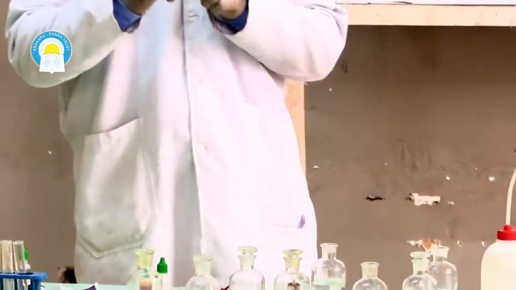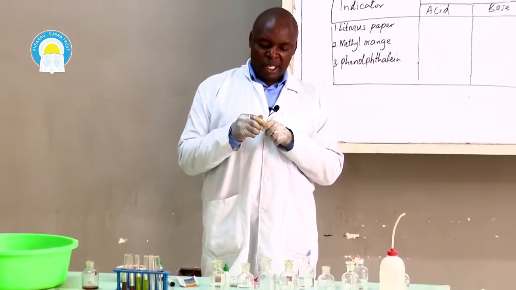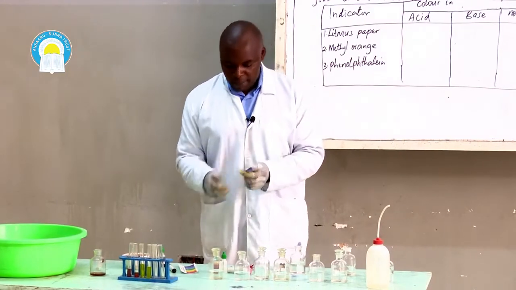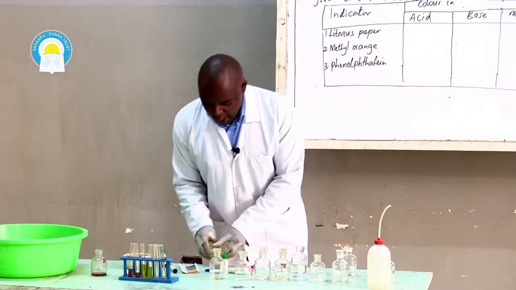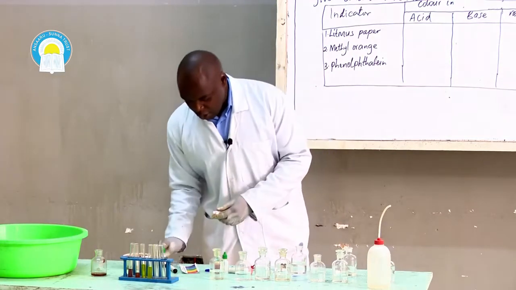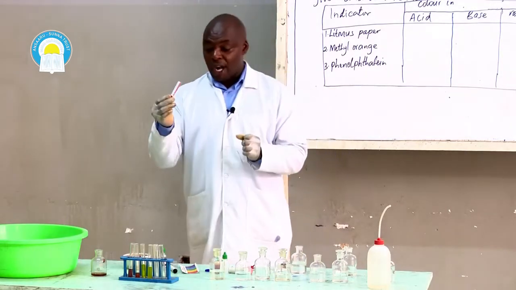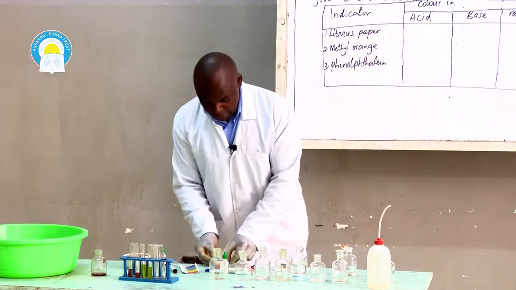Litmus paper comes in two colors. We have the first one, which is blue in color. This one here is a blue litmus paper. We have another color for litmus paper, which is red. So litmus paper is mainly brought in two colors. We have one which is blue, and we have one which is red.